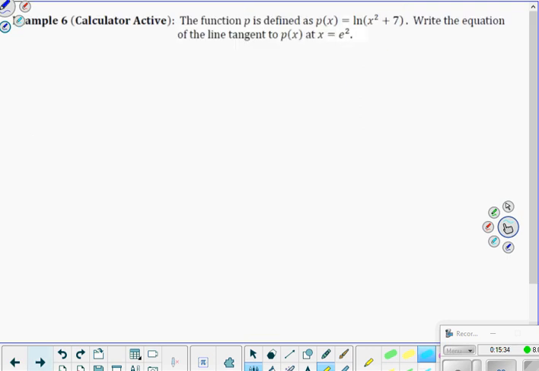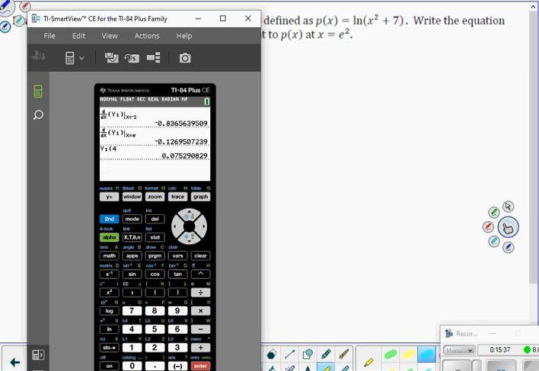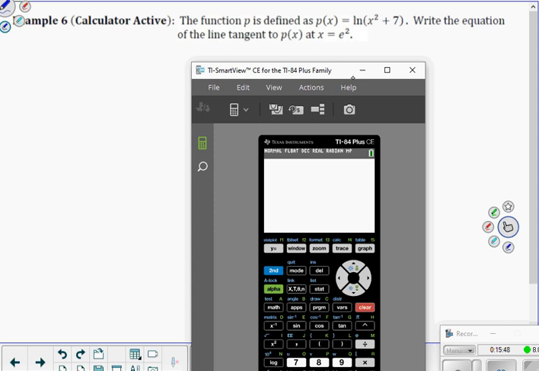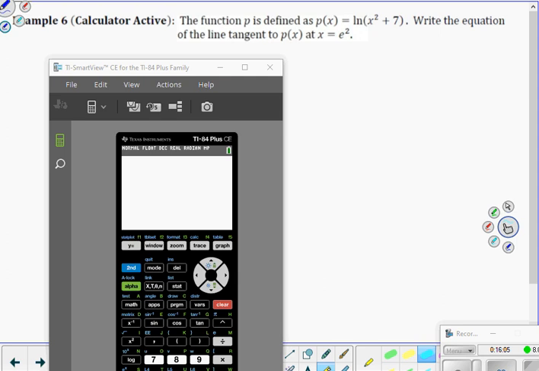Example 6, this is a calculator active one. So pop up your calculator. Get your calculator warming up and we'll use it here in a minute. It says the function p is defined as p of x equals natural log blah blah blah. Write the equation of the line tangent to p of x at x equals e squared. Whoa. All right. Let's use our highlighter just like we did before. What were some of your givens? And then what are you trying to do? Tangent line, right? Write the equation of the tangent line.